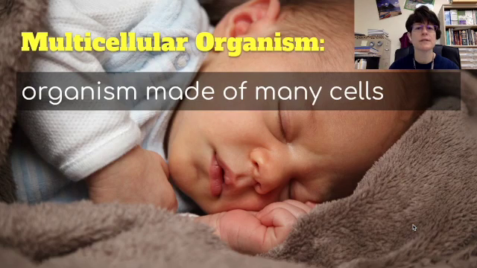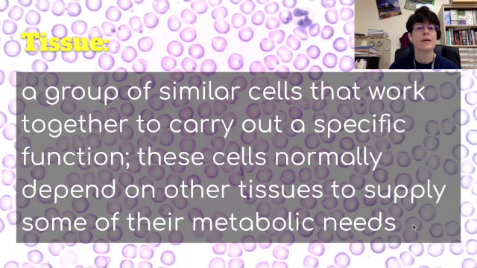There are also multicellular organisms. These are organisms made of many cells, like us. We contain tissues. A tissue is a group of similar cells that work together to carry out a specific function. These cells normally depend on other tissues to supply some of their metabolic needs. So, unlike colonies, tissues are dependent upon one another. They cannot be independent like a colony.